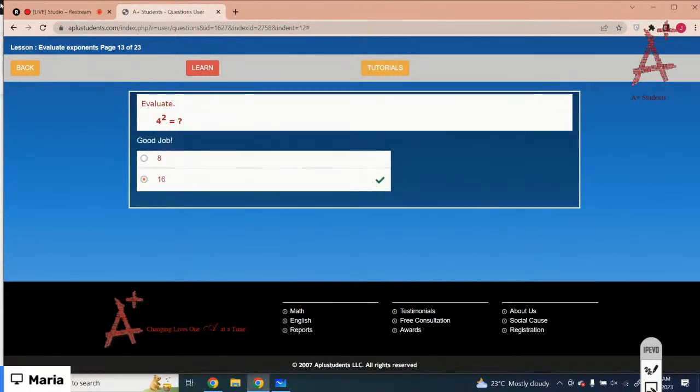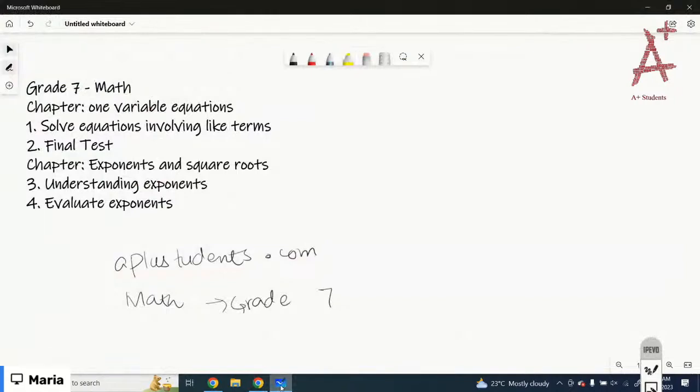Okay, you can complete the test by yourself later today. So here is the list of the lessons we have done today. We are working on grade 7 math, and we started with chapter 1, variable equations, and the lesson we did was solve equations involving like terms. Then we did the final test of the chapter. We have started the new chapter, exponents and square roots, and the lessons we have covered are understanding exponents and evaluate exponents. So if you have any question you can ask. I'm here to answer all your questions. Please write the question in the chat box if you have any.